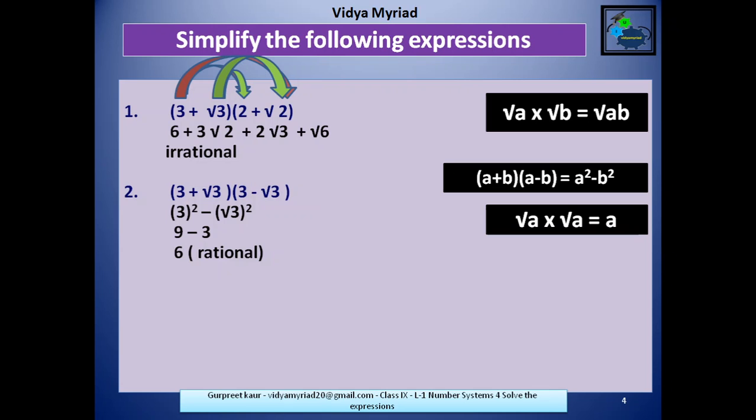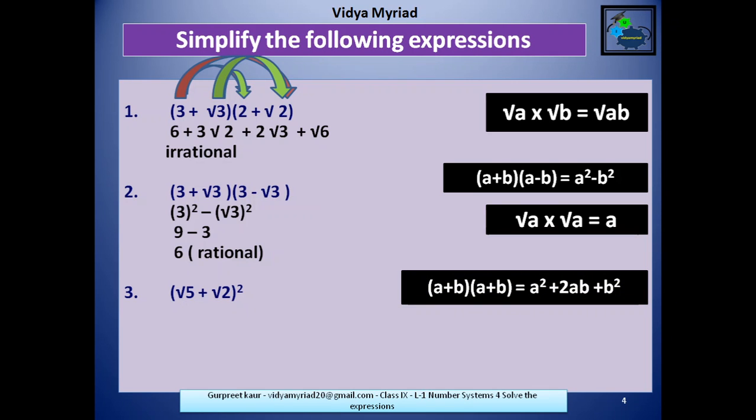Next example, root 5 plus root 2 the whole square. This is similar to A plus B the whole square, which I know can be written as A square plus 2AB plus B square. Now when I want to write this, it will be written as root 5 square plus 2 root 5 into root 2 plus root 2 the whole square. Now what is root 5 into root 5? 5. Root 5 into root 2, root 10. Root 2 into root 2, 2.